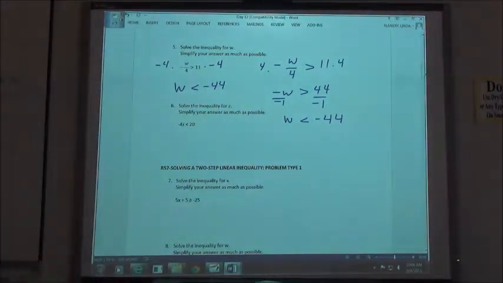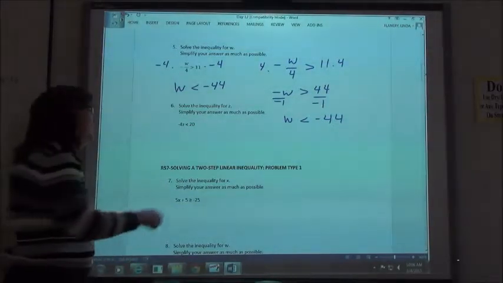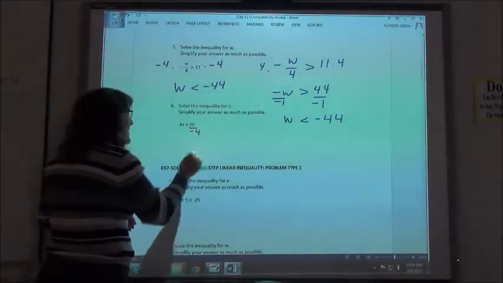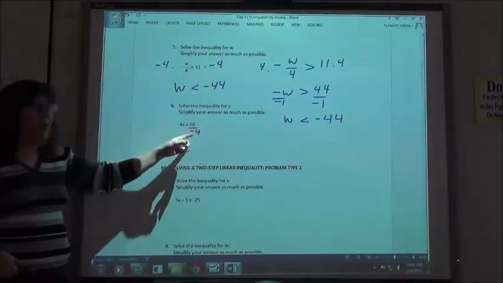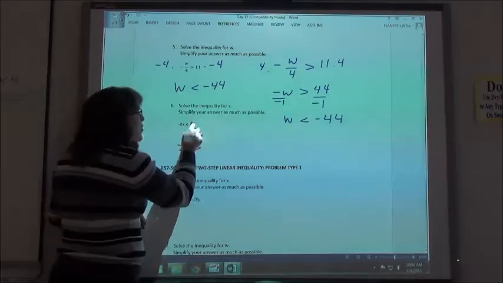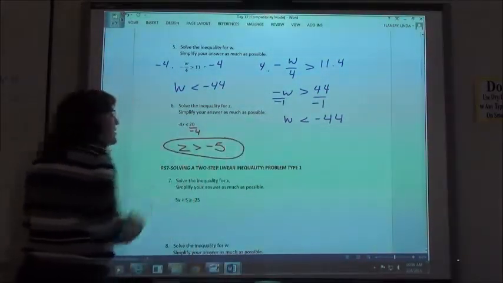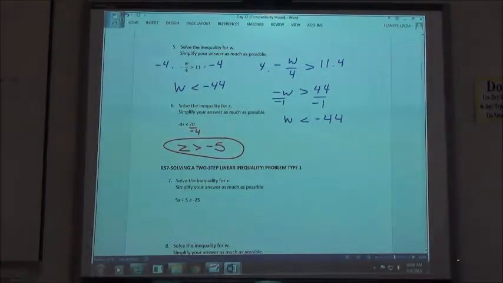Number 6, if we're going to solve that for z, we're going to divide by negative 4, right? You guys are so talkative. Again, I divided by a negative, so I have to flip my inequality sign. 20 divided by negative 4, that one comes out to a nice integer. Z is greater than negative 5.